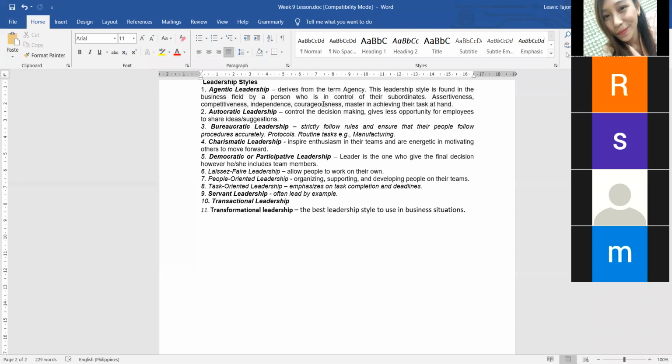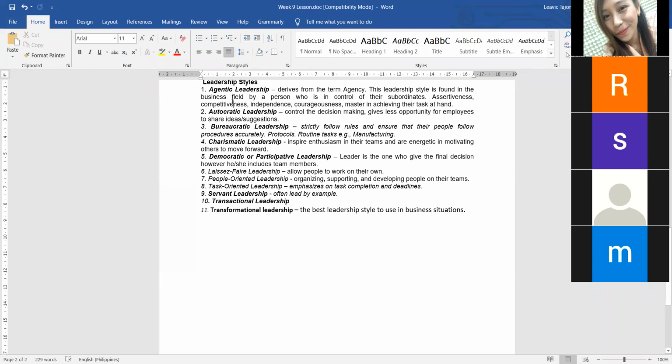So in short, when you employ agentic leadership, ikaw tong knowledgeable na tao, no, you are that kind of person that you can control. Pwede mong somehow, sabi nga dito, a business field by a person who is in control of subordinates. Kasi nga, makontrol niya iyahang subordinates. Because nga, makademonstrate sa ani, assertive siya, ginapush ka niya, very competitive.